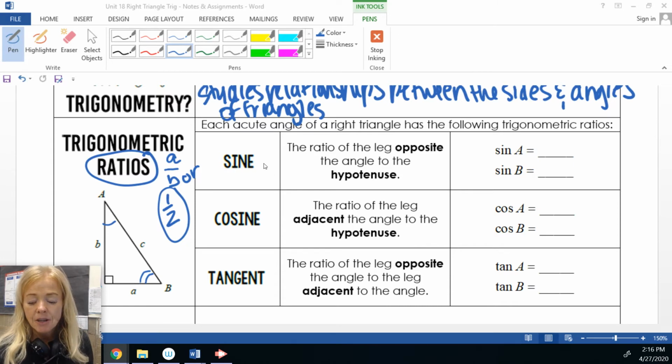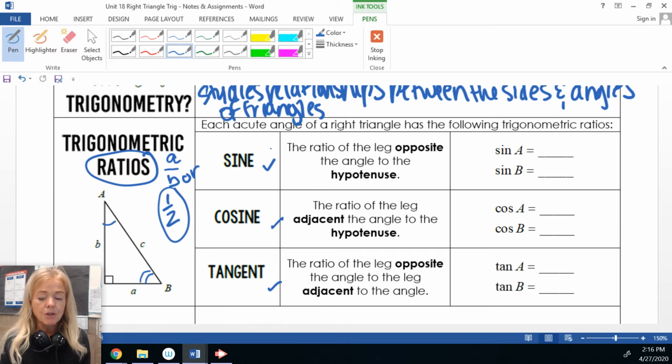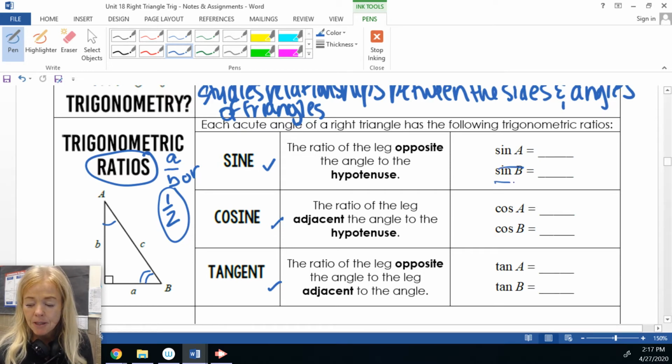What we see here are sine, cosine, and tangent. Sine, cosine, and tangent are specific side ratios. For instance, sine, cosine, and tangent relate two of the sides to a specific angle. Because all of these triangles are made differently, we are relating two sides specific to an angle. So always to an angle, and that's why you see sine A and sine B here.